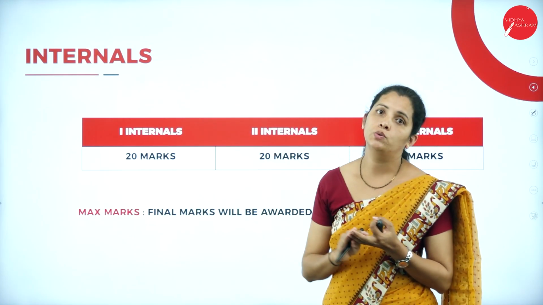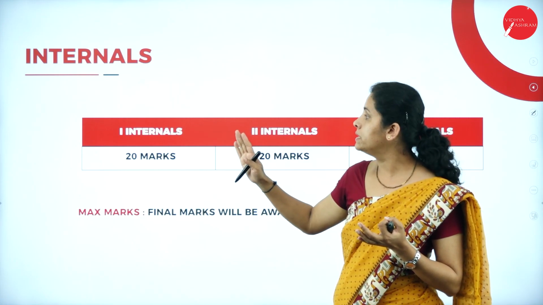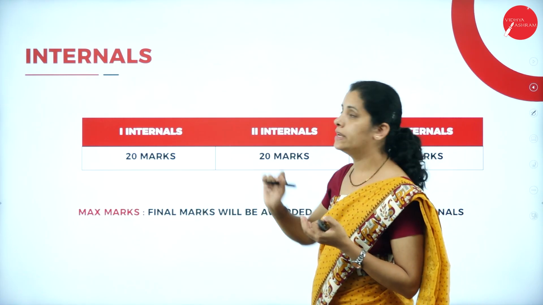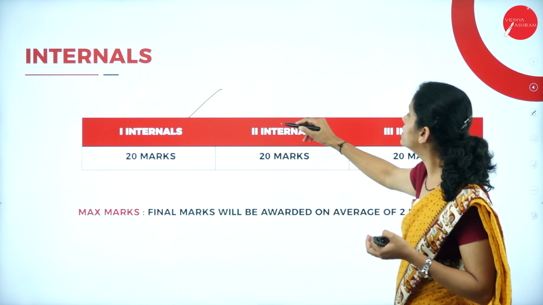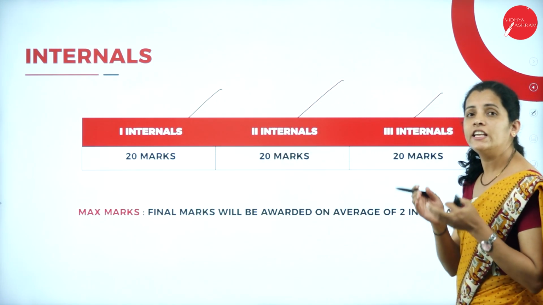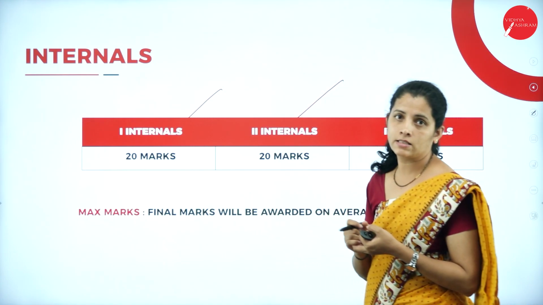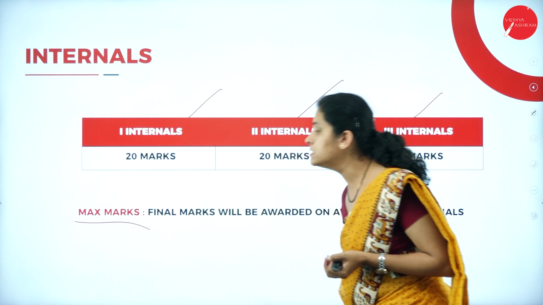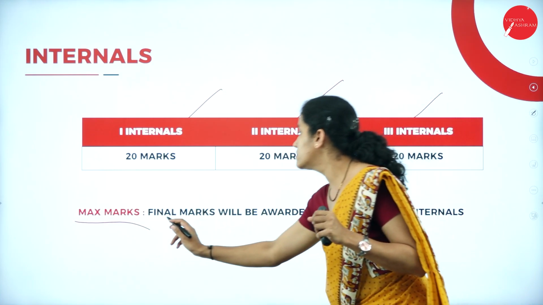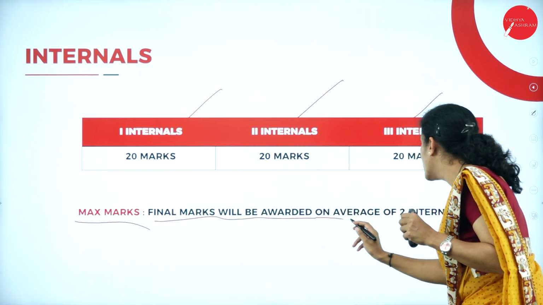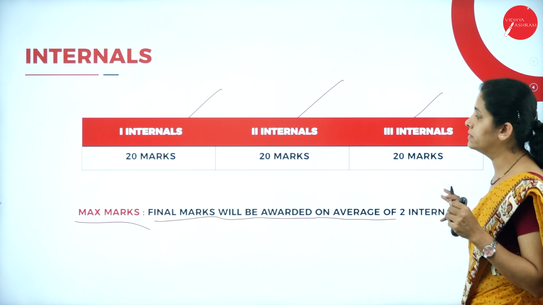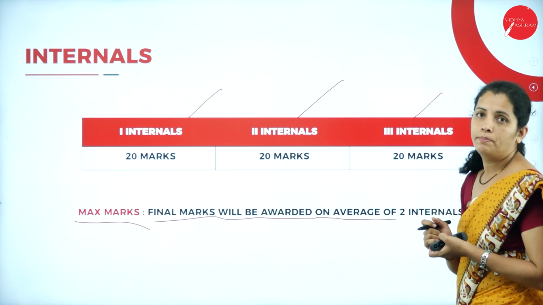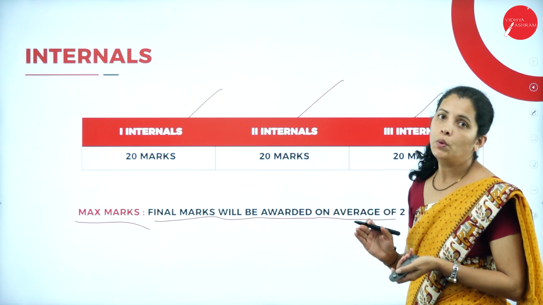Moving further, I'm going to have internal pattern. That means especially for this subject, we are going to have 3 internals, that is internals 1, internals 2 and internals 3, and each internals carries 20 marks. And while finalizing your internals, please remember this, the final marks will be awarded on the average of 2 internals. That means while finalizing your internal mark, the mark is based on the average of 2 internals.